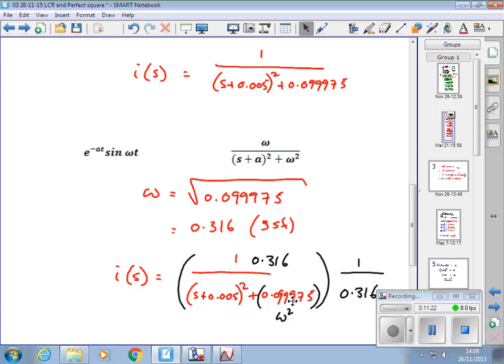So we have a little bit more work to do. We've got to find out what omega is by square rooting it, and then multiplying top and bottom by that number. Okay? And that's the method. So I'll stop there, and now I'll give you another example to have a look at.